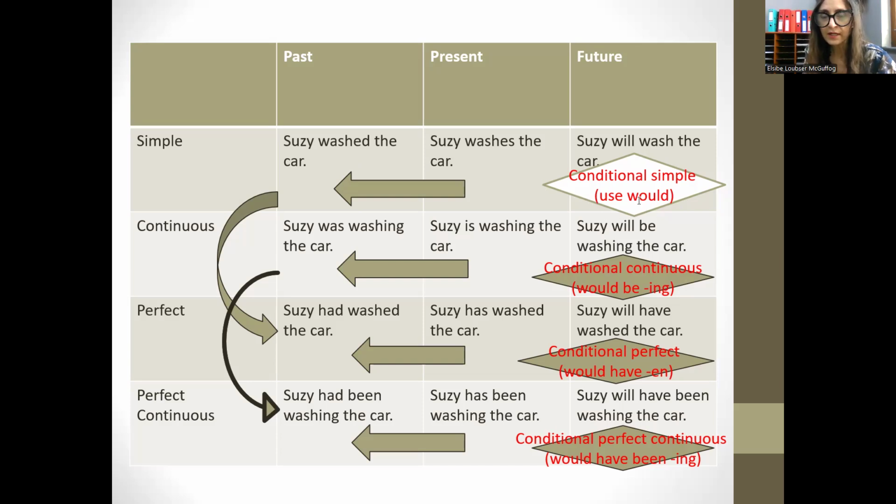When you look at the future, let's say your future direct speech was, Tom said Susie will wash the car. All you do is Tom said that Susie would wash the car. So the will changes to would. Let's take the second one. Let's say your direct sentence is this one here. Susie will be washing the car.